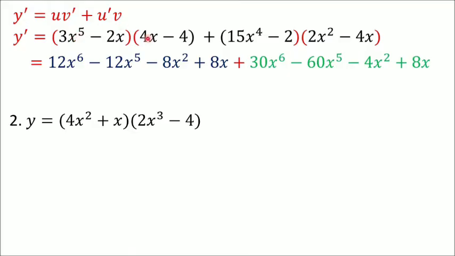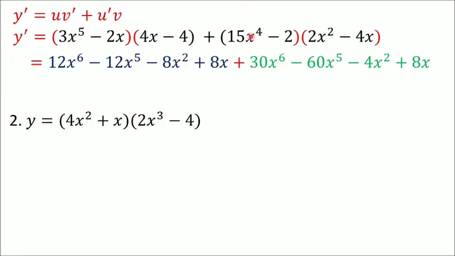3x to the 5th times 4x. There, 12x to the 6. Add the exponents when both are x. And then, our second term is 3x to the 5 times negative 4 here, so negative 12x to the 5. Then, third term, negative 2x times 4x is negative 8x squared. Last term here, negative 2x times negative 4 is positive 8x.